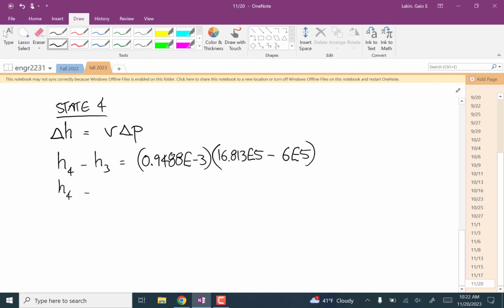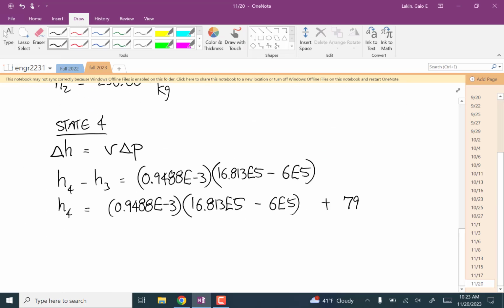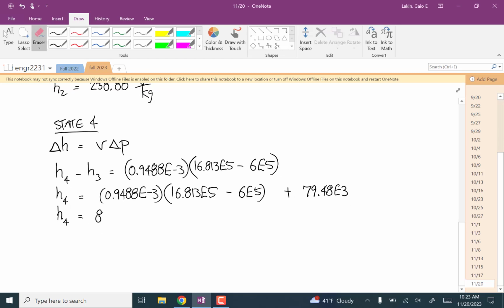So H4 is equal to 0.9488 times 10 to the minus third times 16.813 times 10 to the fifth minus 6 times 10 to the fifth, and then plus the enthalpy at 3, 79.48 times 10 to the third. So what do you get for that? 80,505. Okay. And that's joules per kilogram.